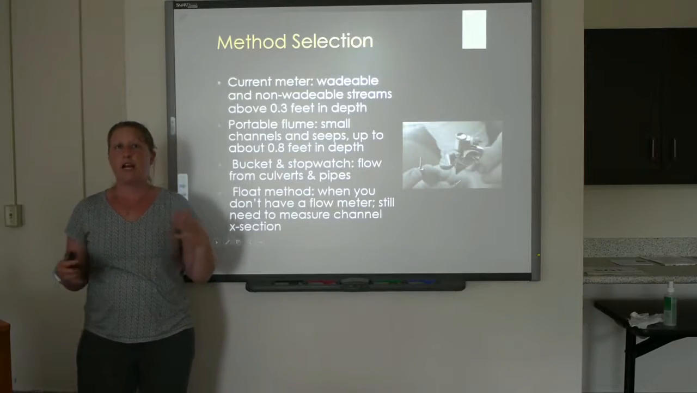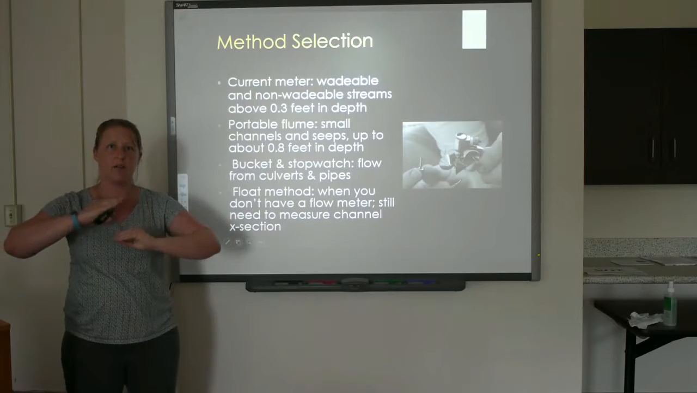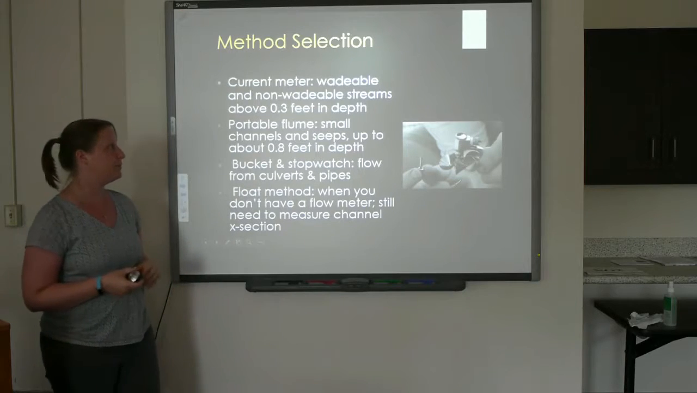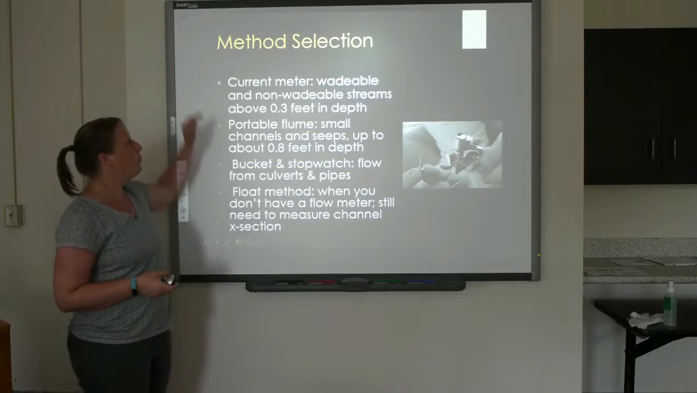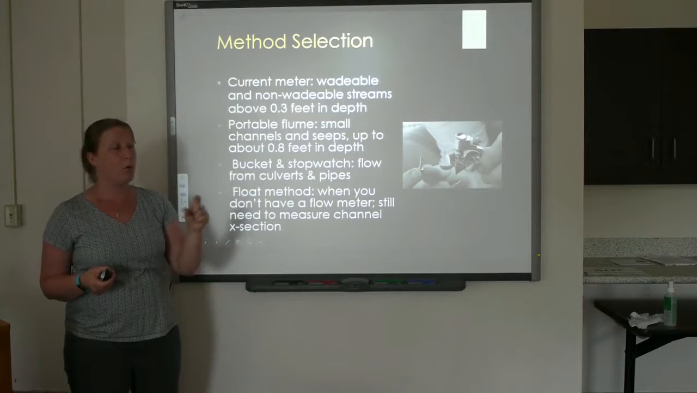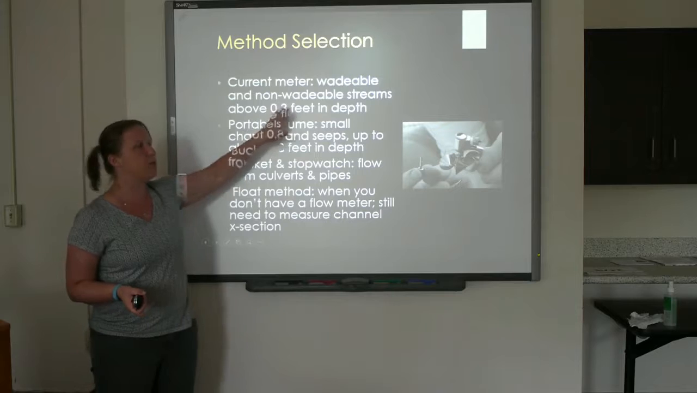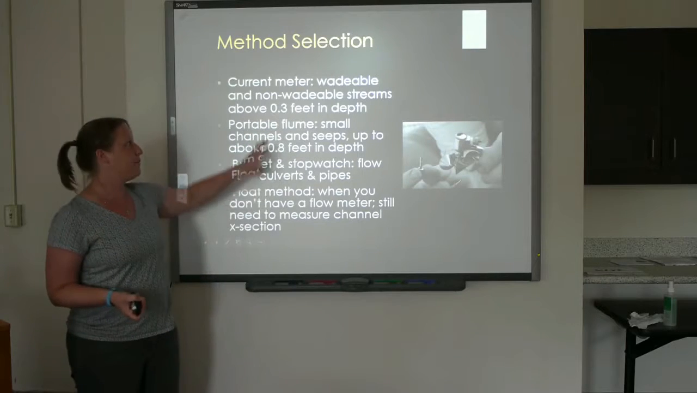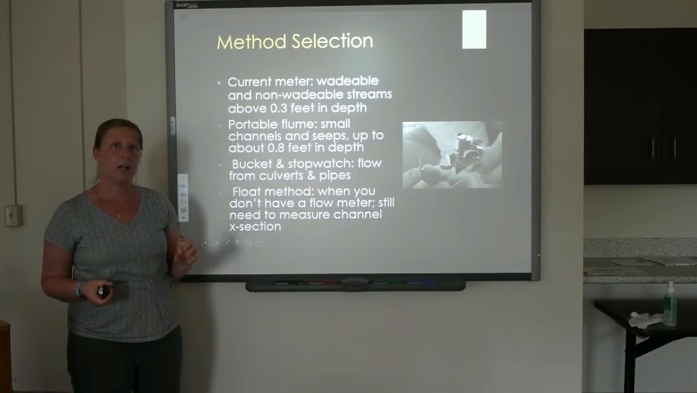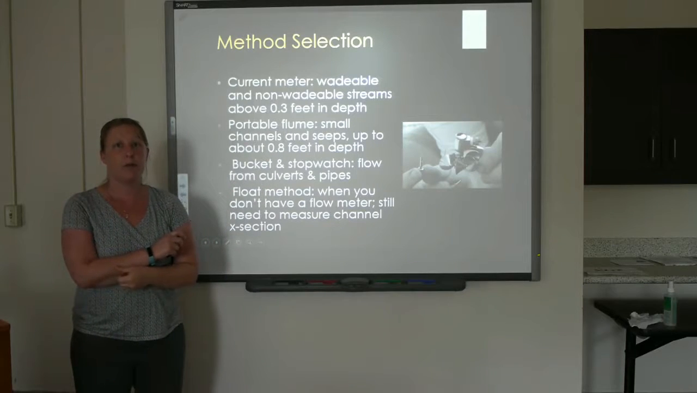So when we go in and try to figure out our method selection, there are a lot of different specific ranges that each of these different methods can operate within, and so we'll talk through that a little bit. We like to use current meters in wadeable and non-wadeable streams that are greater than 0.3 feet in depth. What you'll see through a lot of this is that we use decimal feet, not feet and inches. As long as the current meter can be covered by the water, we can use it in wadeable and non-wadeable streams.